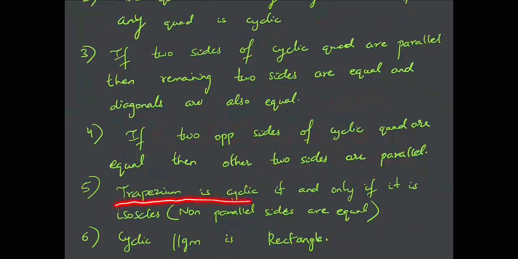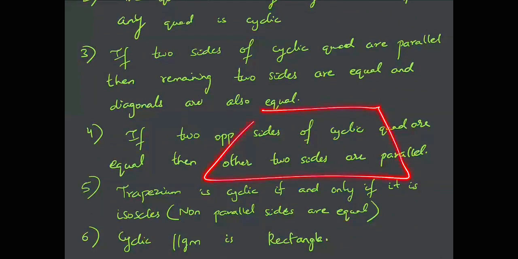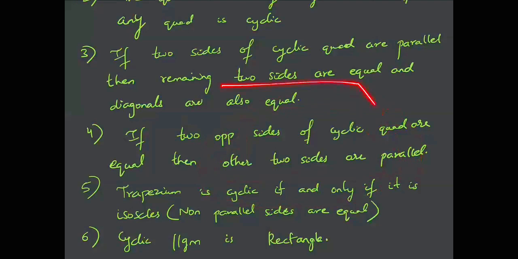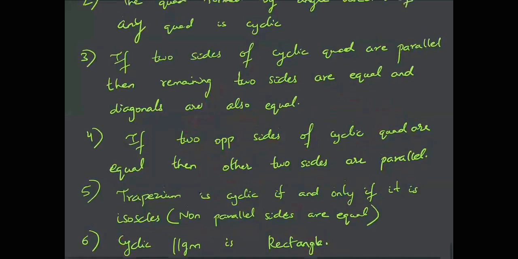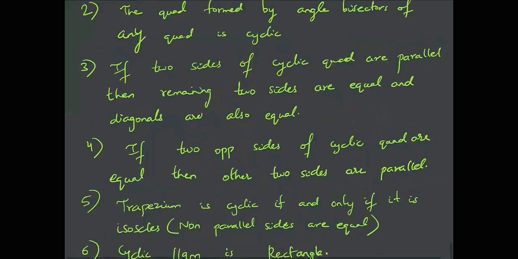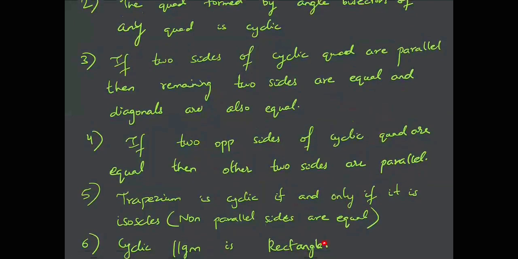A trapezium is a cyclic quadrilateral if and only if it is isosceles. Isosceles means non-parallel sides are equal. So if in a trapezium the non-parallel sides are equal, then it is a cyclic trapezium. And if any trapezium is cyclic, then definitely the non-parallel sides have to be equal. And a cyclic parallelogram is nothing but a rectangle. So all these things we have proved. This fact about the trapezium is very important.